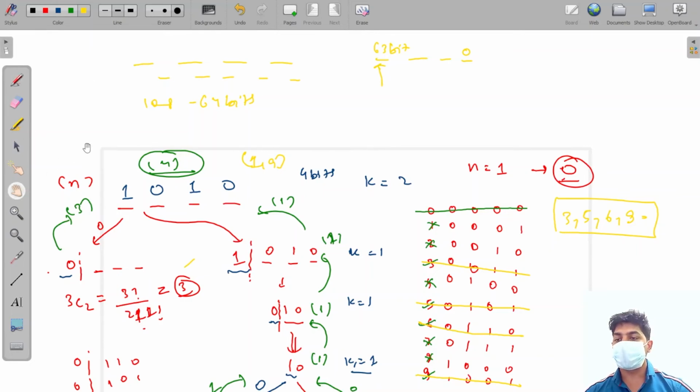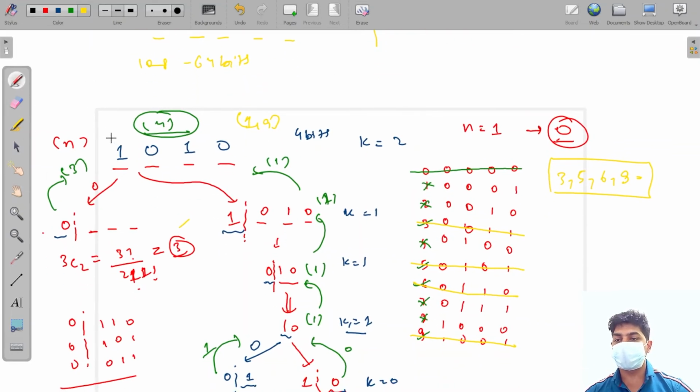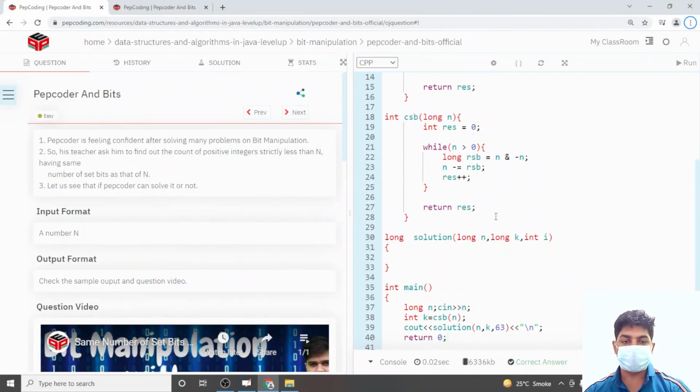Why? Because each time we are considering the position of the last bit, and we are deciding whether to convert it to 0 or convert it into 1. So we are starting with the last bit, and a long is 64-bit. That's why we are passing the index of the last bit, that is 63. So that was for that part.